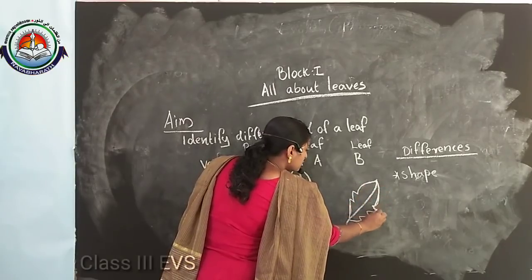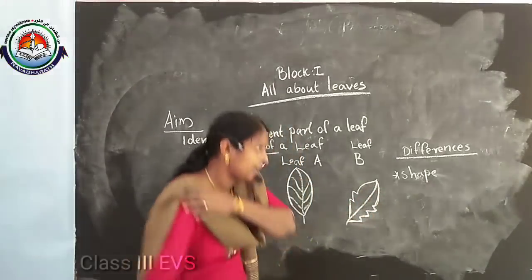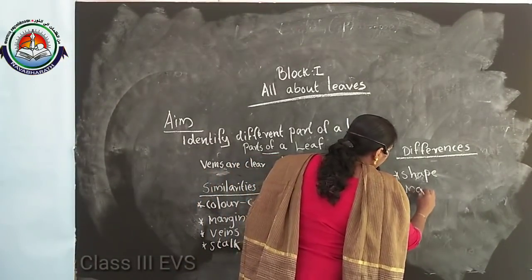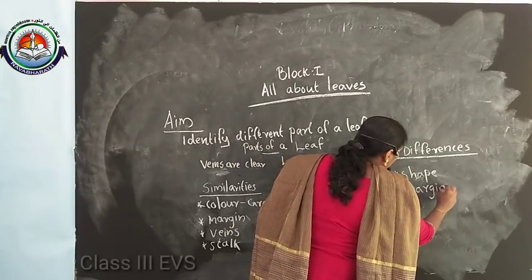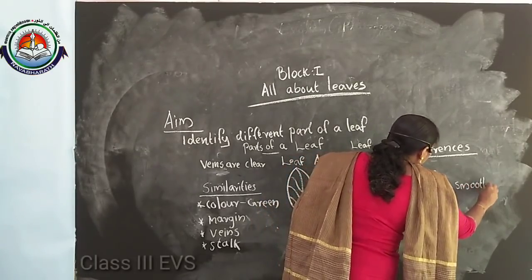So the margin is also different. The second difference we can say is that the margin of the two leaves is different. One is smooth and the other one is rough.